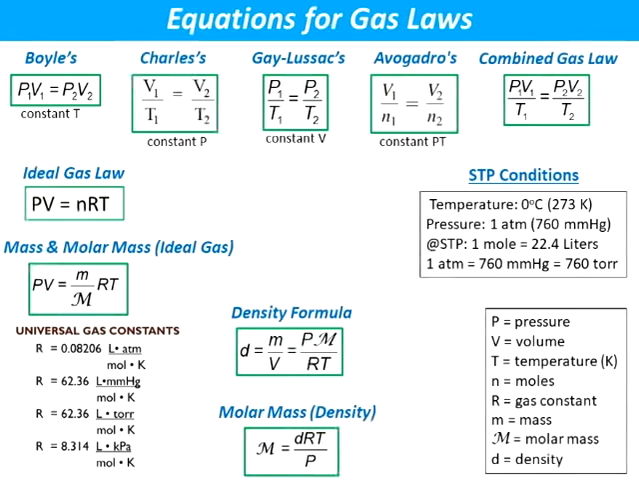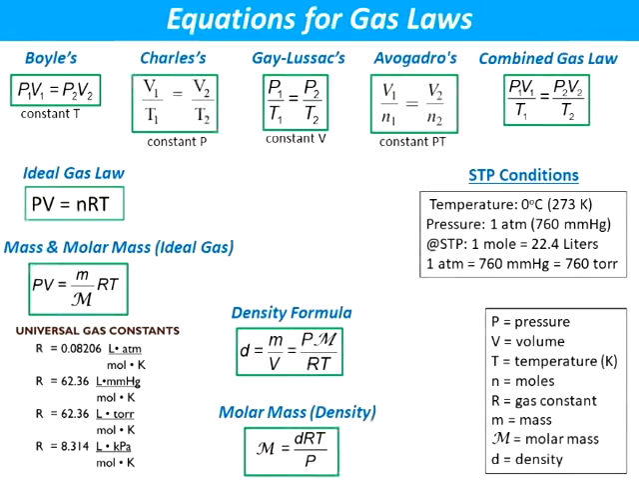Then we have the ideal gas law, PV equals nRT. We also have an example here of a modification of the ideal gas law, which allows you to calculate mass or molar mass. Then we have density formulas here for relating them to ideal gas laws. And we also have a molar mass when we have density.